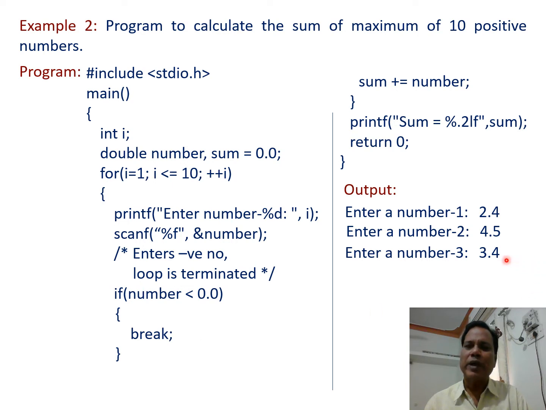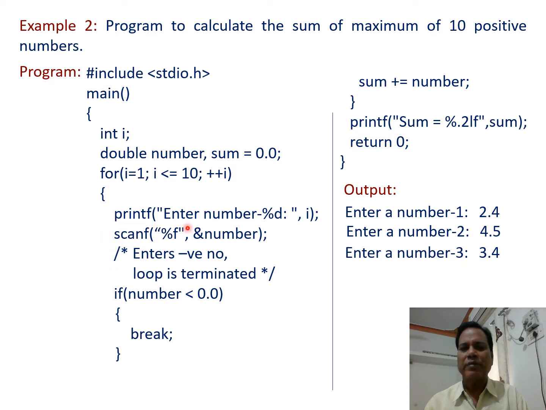So this 3.4 is added to the previous sum and the total sum is assigned to the left side variable sum. After that, the value of i is incremented. So this value becomes 4. This time 4 is less than or equal to 10, the condition is true. Then again control enters the body of the for loop.